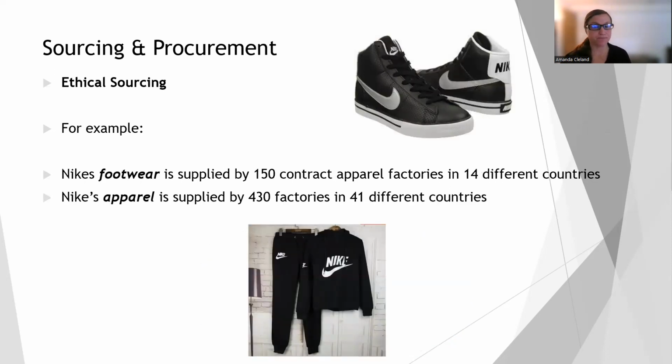So for example, Nike footwear, we'll talk about Nike again. They have 150 factories in 14 different countries for their footwear. And their apparel, so like the clothing, is supplied by 430 factories in 41 different countries. That's a lot of different countries. It's a lot of different manufacturing facilities. Just to keep track of all that, to ensure that every single factory in every single country is meeting the needs and the ethical standards is very difficult.